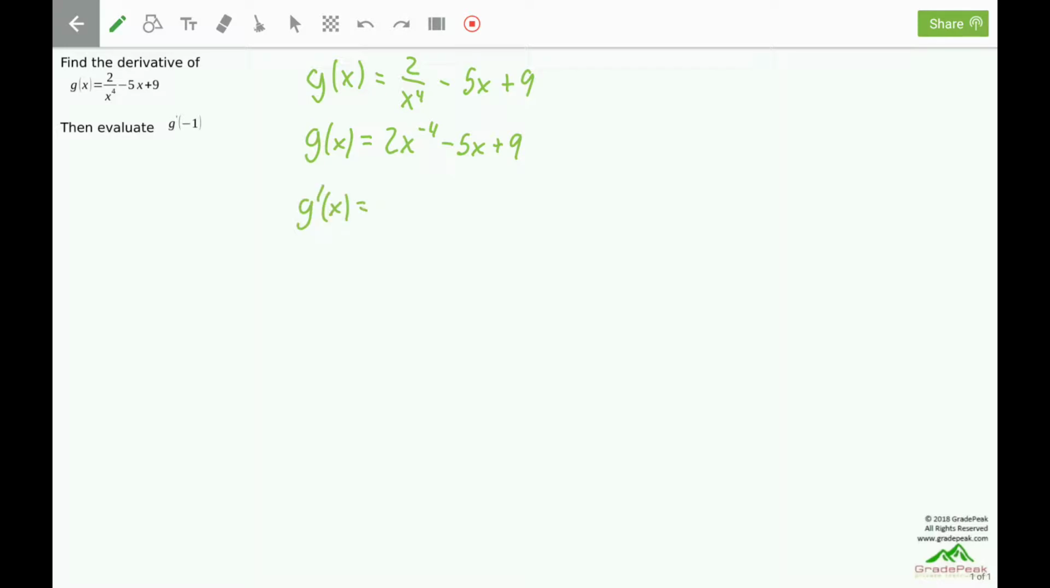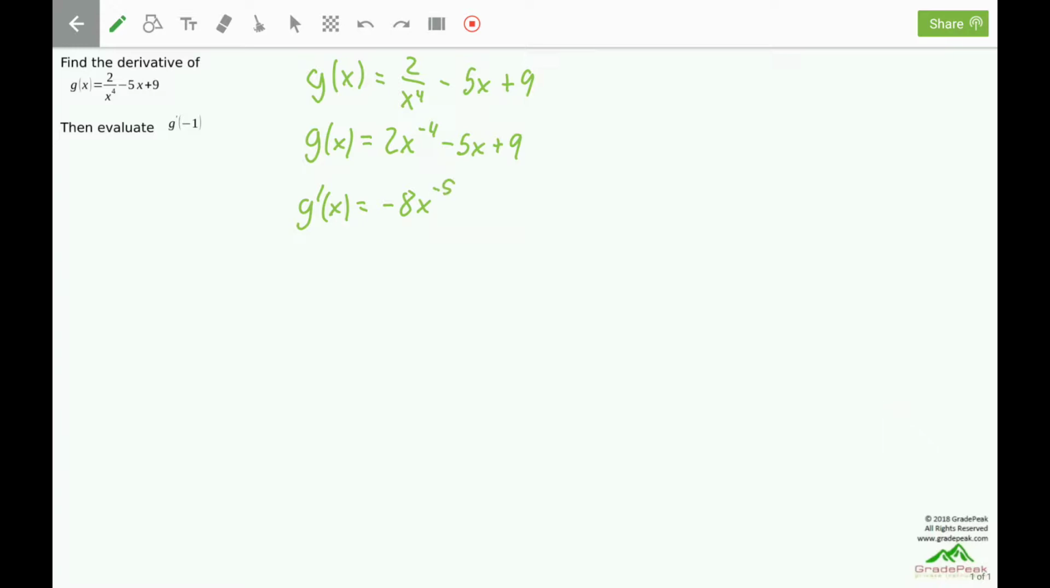The first term is going to be the power rule. We're going to bring down the negative 4 to multiply with the 2. Negative 4 times 2 is negative 8. Then we're going to subtract 1 from the exponent. Negative 4 minus 1 becomes negative 5. It always becomes a lower number in the derivative.